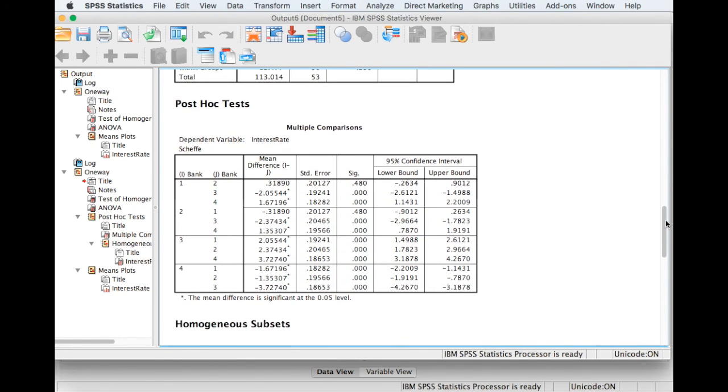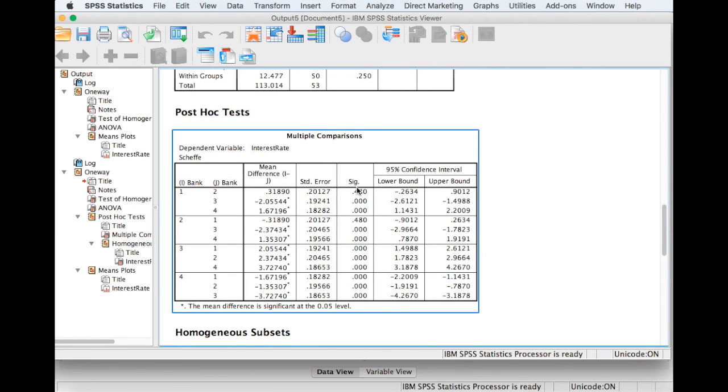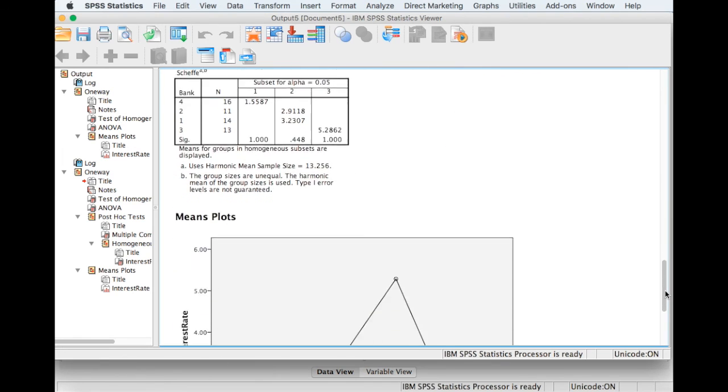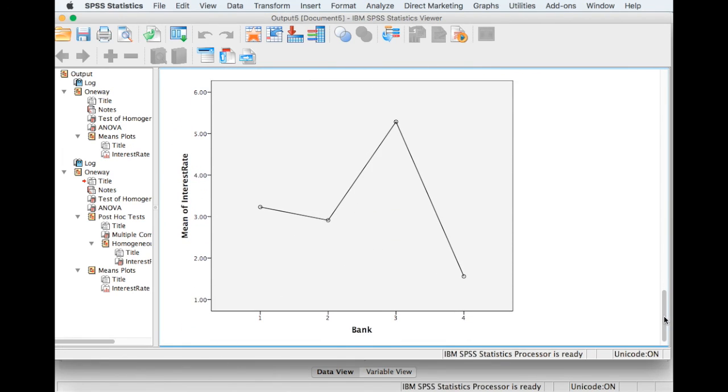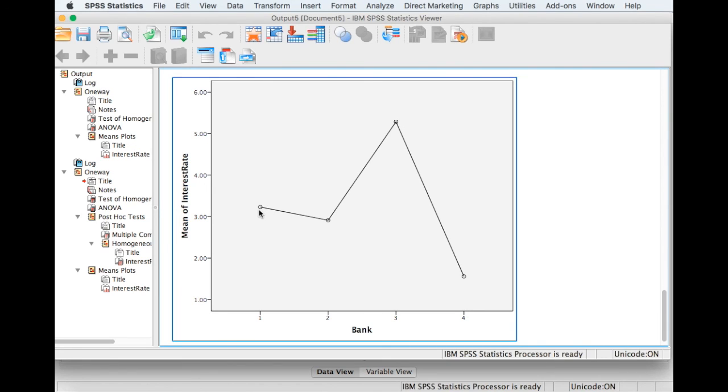So here is our output. This is the table for the post-hoc tests. And we can see that at the 5% significance level, all the group means are significantly different apart from banks 1 and 2, which corresponds to this row in the table and also to this row, but this is just a comparison the other way about. And if we now look at the means plots, then this is reflected in the means plots. We can see that the mean mortgage interest rate charged by banks 1 and 2 is not significantly different, whereas all the others are significantly different.